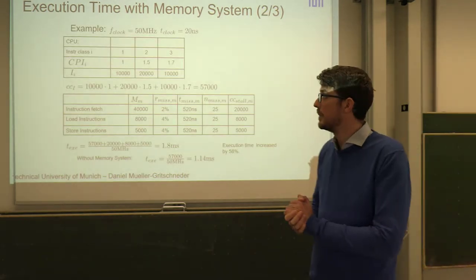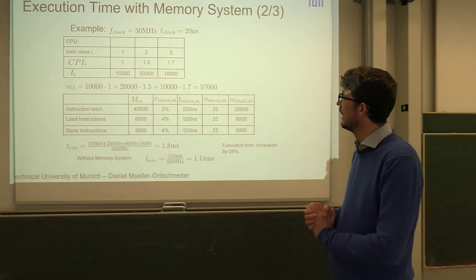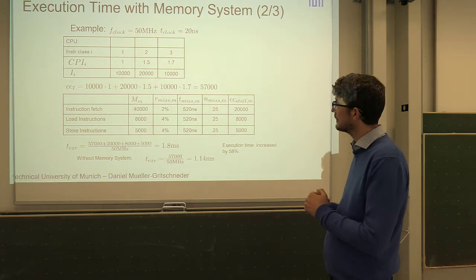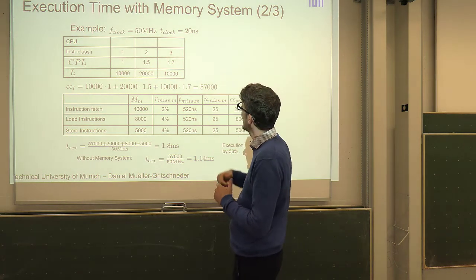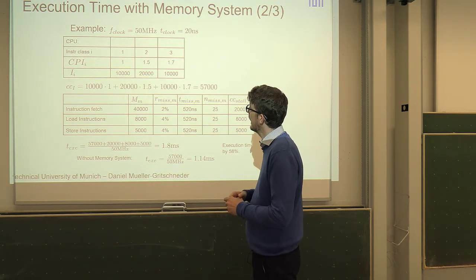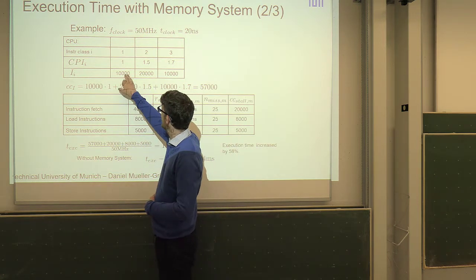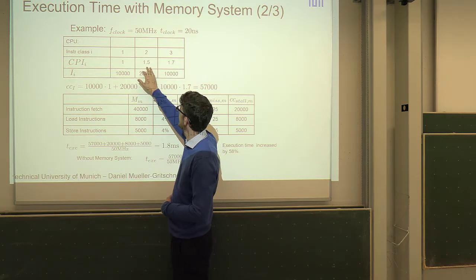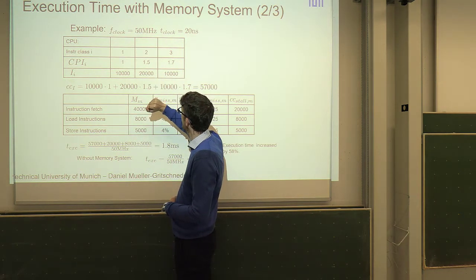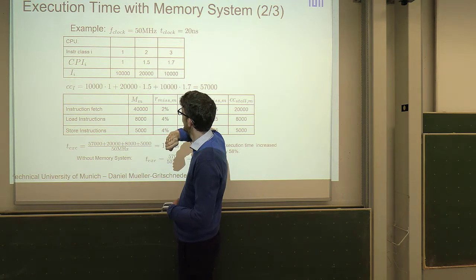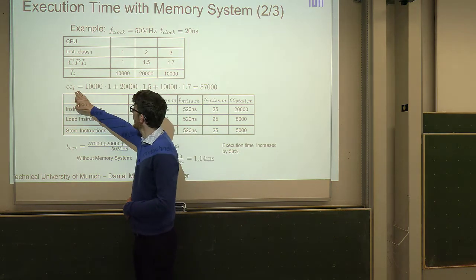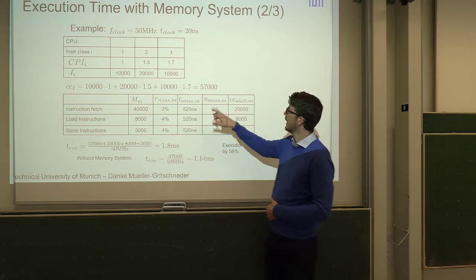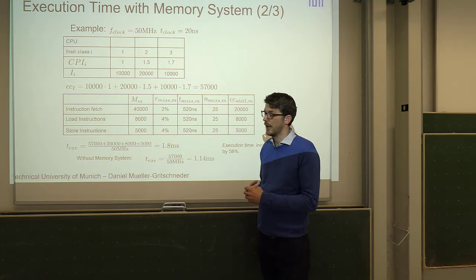Okay, let's take an example and go through it. We have a clock frequency of a 50 megahertz processor. That means we have a clock time of 20 nanoseconds. Again, we have the same thing: 10,000 instructions of the class with a CPI of 1, 20,000 which have on average 1.5, and 10,000 with 1.7. So normally, if we ignore the memory system, then we will have 57,000 cycles for execution.